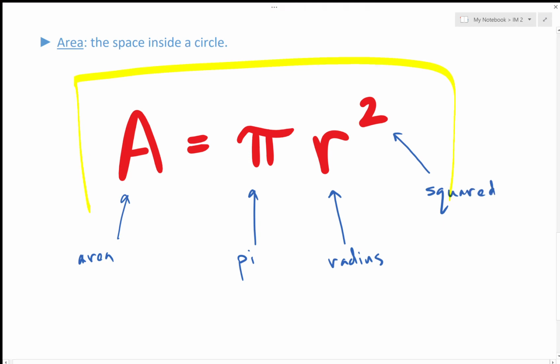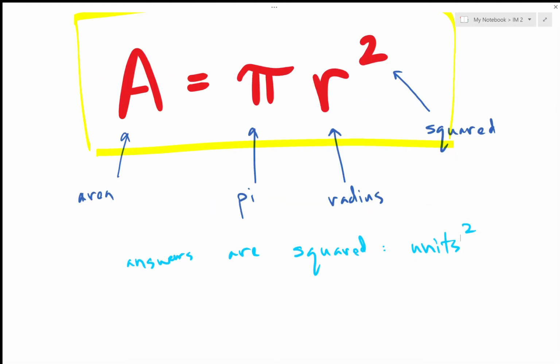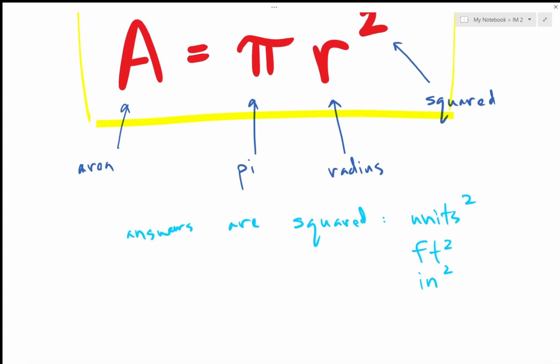And one little note you'll want to make nearby. When we're talking about area, the answers are squared. Okay? So the units will be squared. So if we're talking about feet, it'll be feet squared, or inches squared, miles squared, just like if you're talking about maybe the square footage of your house, 2,000 square feet, or you're trying to measure how much dirt to put in the backyard. They're measured in square feet or square meters. All right, so area is squared.